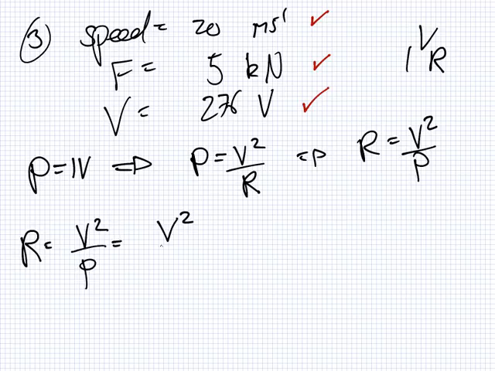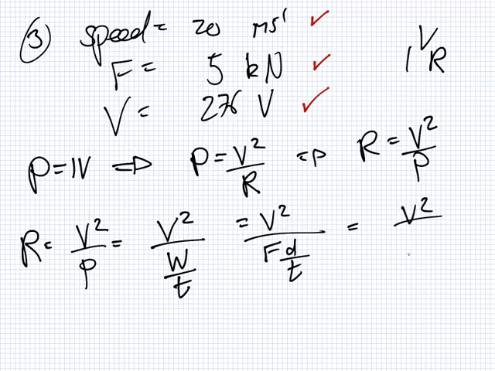We have the V, so we're happy, voltage, but we don't have the power. What's another formula for power? Something more basic. Yeah, work over time. What's the formula for work? Basic. What is distance divided by time? Speed. So it is 276 squared over 5,000 times 20.